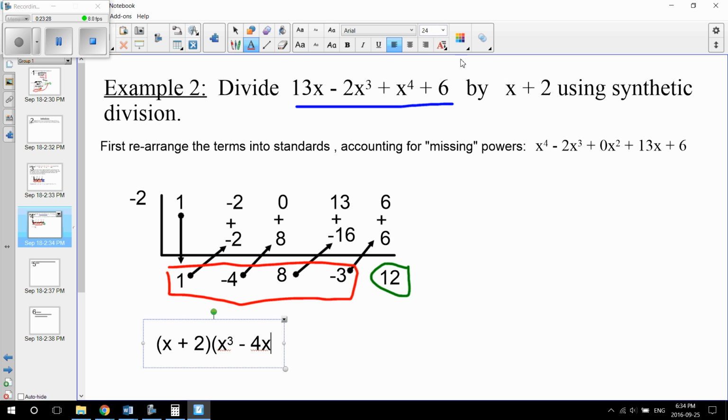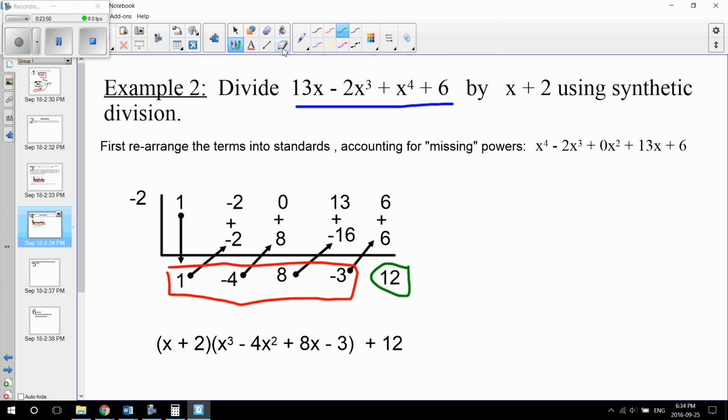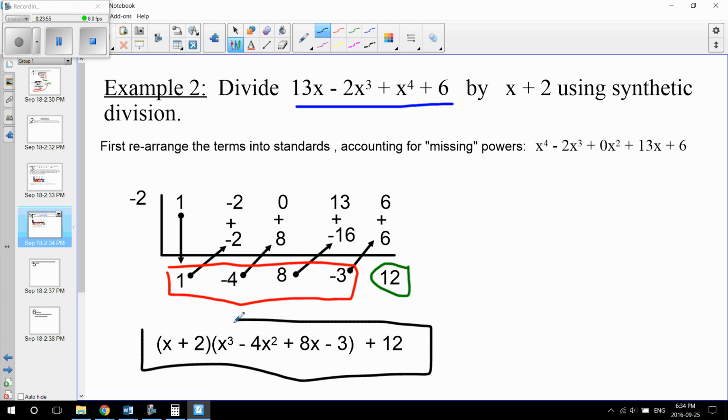Minus a 4x squared. Plus an 8x and minus a 3. And then we still have our plus 12 remainder at the end. And again, I'm just leaving that as a plus 12 because I'm not putting it in quotient form. So there's our final answer for that division. Hopefully that helps you understand a little bit more the steps that go along with synthetic division.